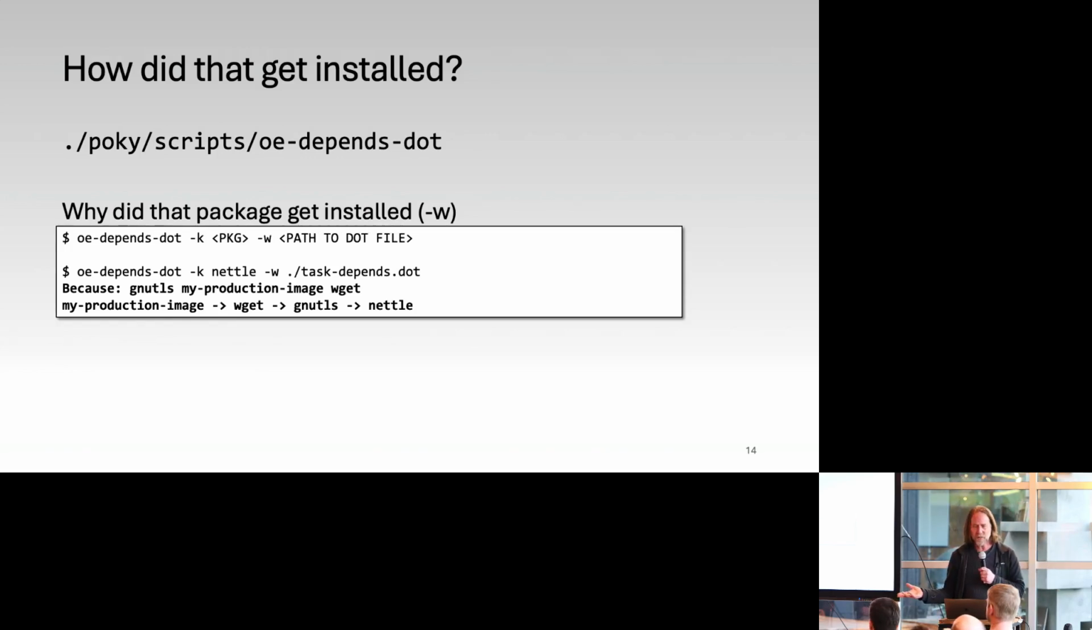So if I do oe-depends-dot -k nettle, -w because I want to know why, and then give it the path to my dot file, it will tell me that it comes from my production image, which asked for wget, wget asked for GNU TLS, and GNU TLS asks for nettle. So now I've got this traceability to say, okay, that is why that particular thing is on my system. I can let it be, or do I need to clean things up and get rid of things, again, if I'm trying to optimize my system.